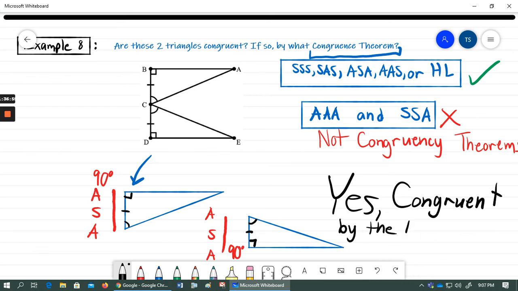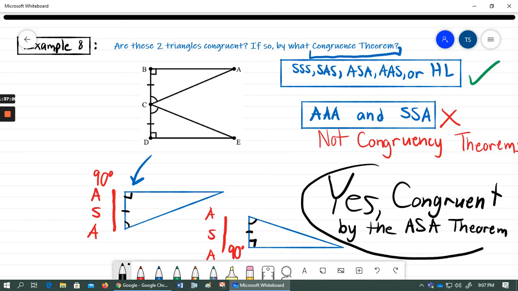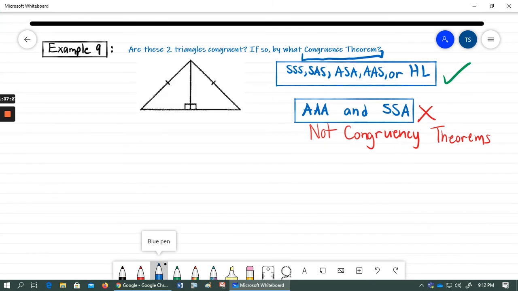Wow, seriously? Is it really going to do that every single time? That's annoying. By the angle-side-angle congruency theorem for triangles. Yes, they're congruent. Alright, close enough. Not really, I lied, it's not close enough. Ah, now that's close enough. There we go. Okay, next example.